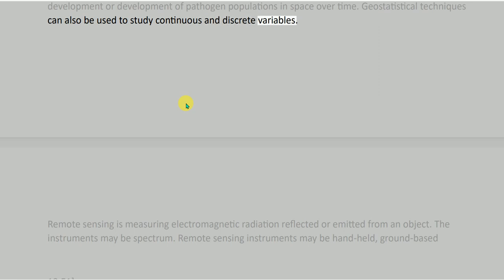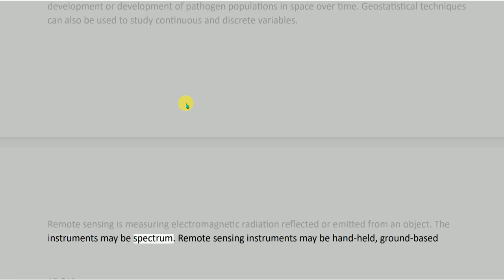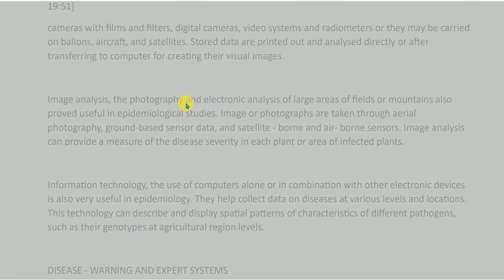Remote sensing is measuring electromagnetic radiation reflected or emitted from an object. Remote sensing instruments may be handheld, ground-based cameras with films and filters, digital cameras, video systems and radiometers, or they may be carried on balloons, aircraft, and satellites. Stored data are printed out and analyzed directly or after transferring to a computer for creating their visual images.